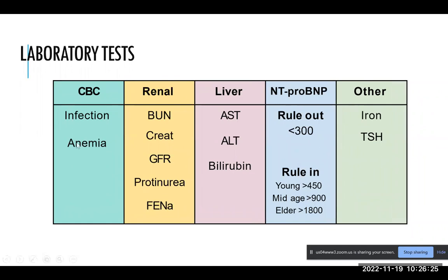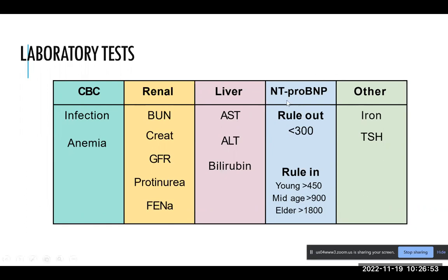So laboratory testing, you will do your CBC, looking for infection or anemia, as these might lead to decompensation in heart failure. You would look at your renal profile, looking at the BUN and creatinine and detecting any proteinuria. You will look at the liver enzymes like AST and ALT and bilirubin. Those might be high if you have hypoperfusion.